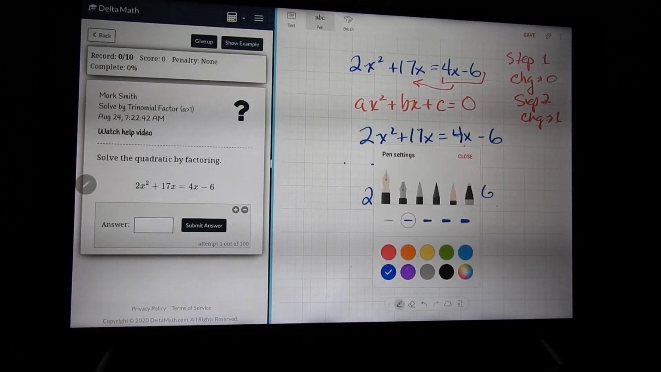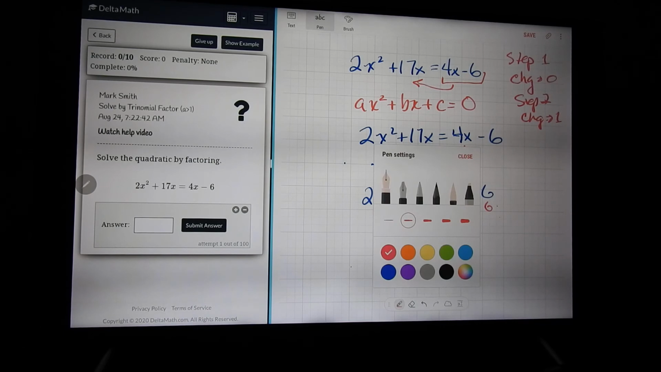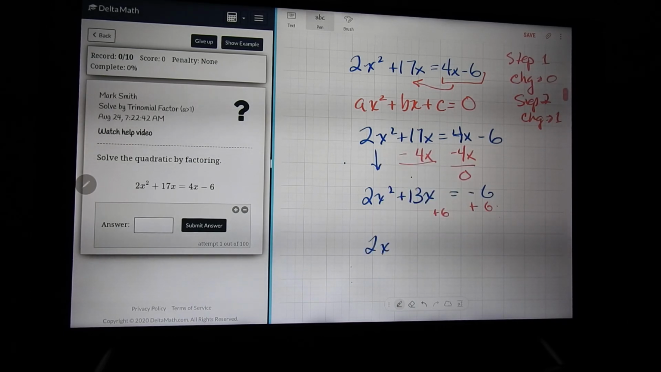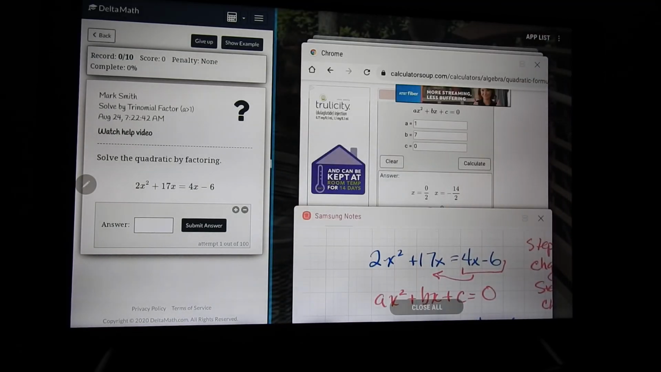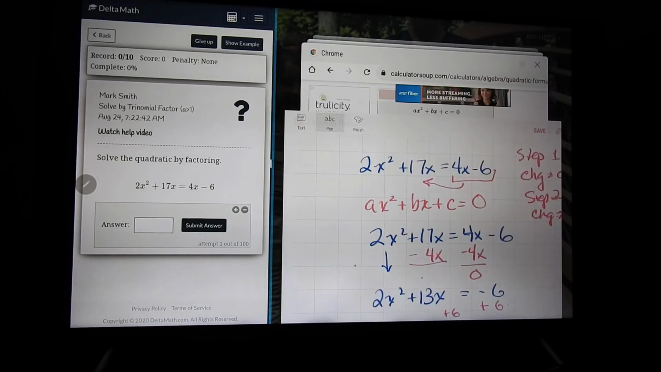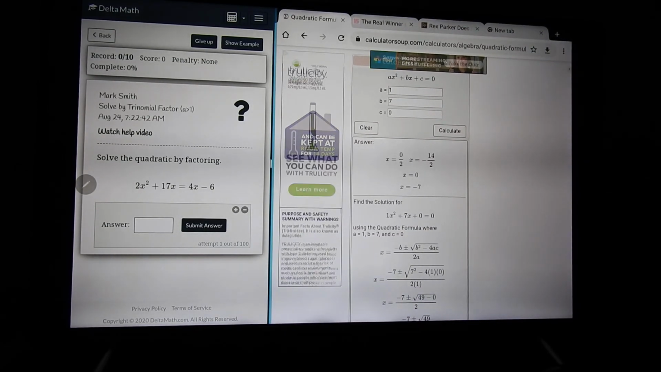To change that to a 0, we add 6, and we add 6 to this side. And so now we've changed this into 2x squared plus 13x plus 6 equals 0. So we have a equals 2, b equals 13, and c equals 6. Sorry, I have allergies today. So we have 2, 13, and 6 as our a, b, and c.